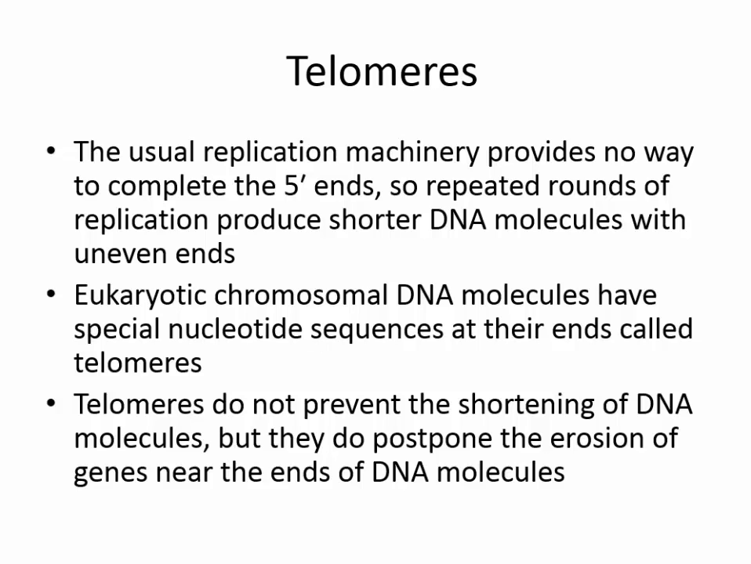Telomeres, these are really cool things. The usual replication machinery provides no way to complete the 5' ends. It's just not done. So repeated rounds of replication produce shorter DNA molecules with uneven ends. This is not good. Eukaryotic chromosomal DNA molecules have special nucleotide sequences at their ends called telomeres. Telomeres do not prevent the shortening of DNA molecules, but they do postpone the erosion of genes near the ends of the DNA molecules.